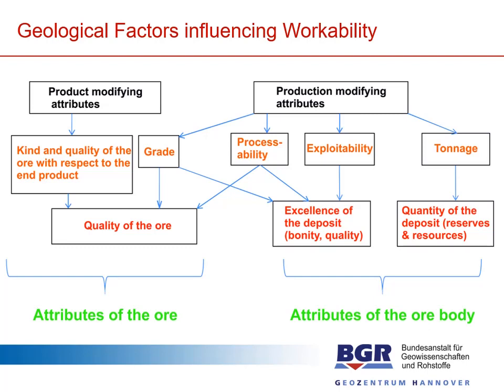The processability and the exploitability together with the grade are directly related to the excellence of the deposit, the bonity and the quality. And the tonnage defines the quantity of the deposit, of the reserves and the resources, and also of the processing facility. The more tonnage, the bigger the processing, and the cheaper the unit costs for the processing. The processability, the exploitability, the tonnage, and the grade define the excellence of the deposit and the quantity of the deposit, and together make the attributes of the ore body.